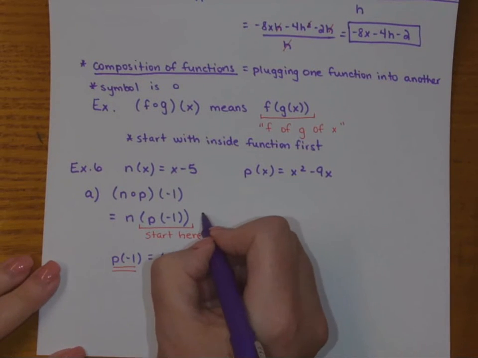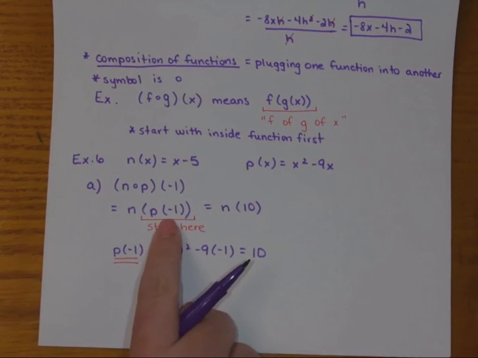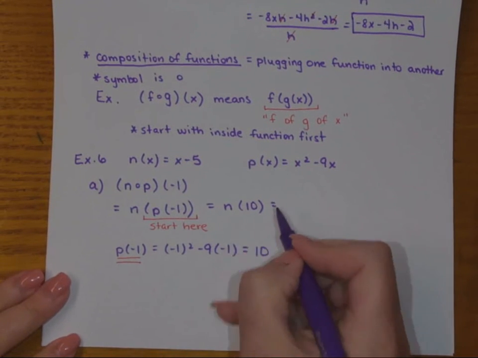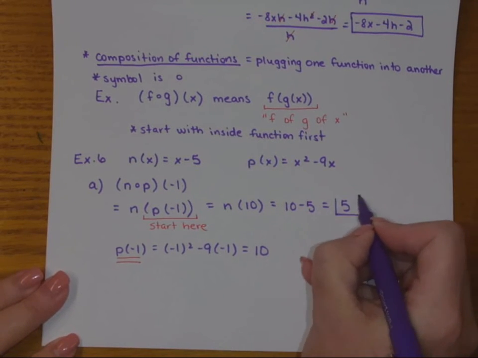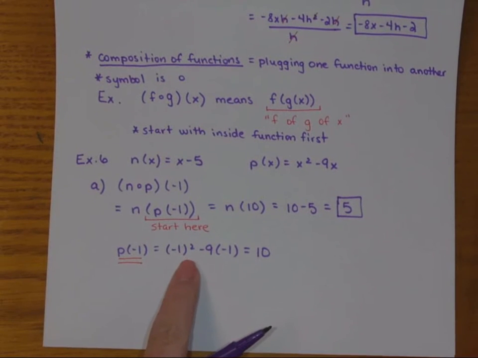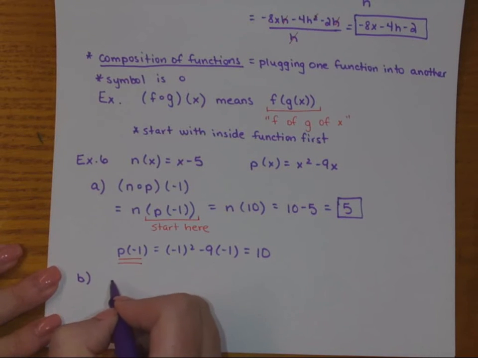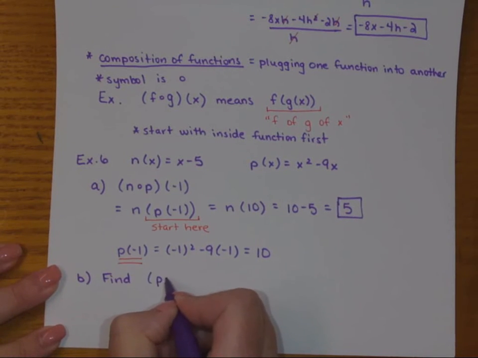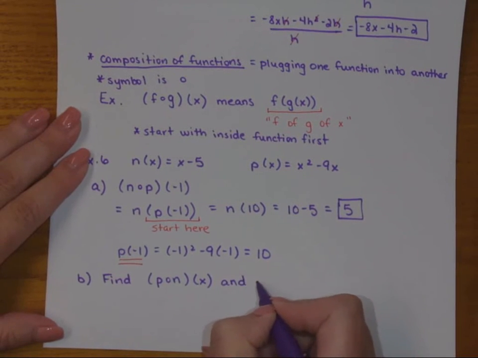So now I need to come back up here and find n of 10. In other words, I'm going to start here. I know p of -1 is 10, so now I'm just finding n of 10. And of course, that just means go plug in 10 to the n equation, and we get a result of 5. So this is kind of like the side work. We do the inside first, and then we plug whatever we get into the outside function. All right, so let's take these same equations, but let's say I asked you to find p of n of x and its domain.